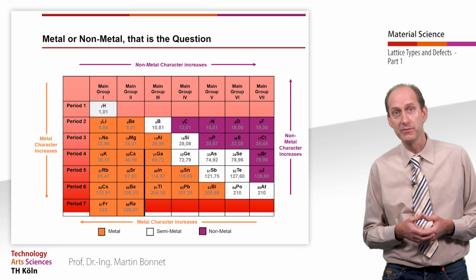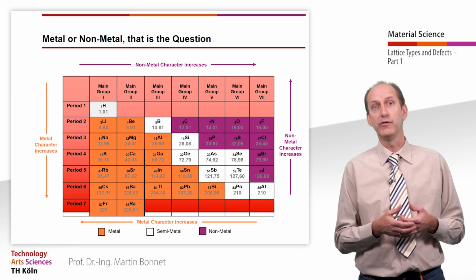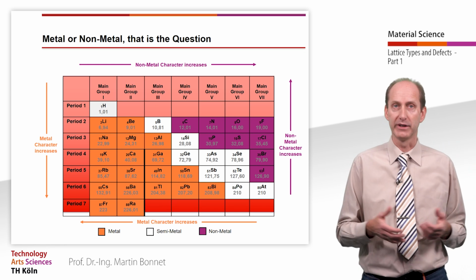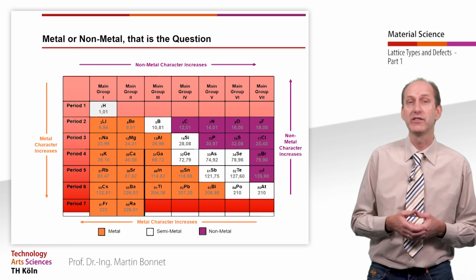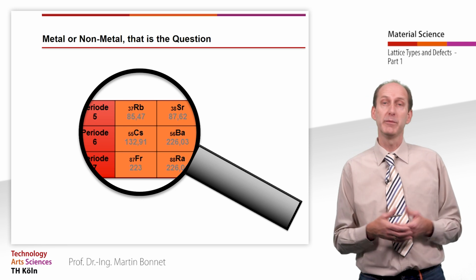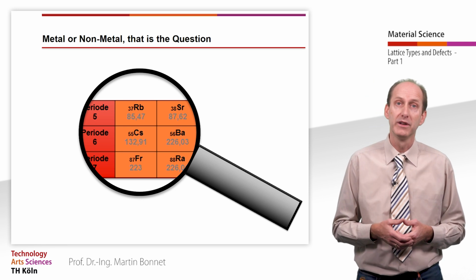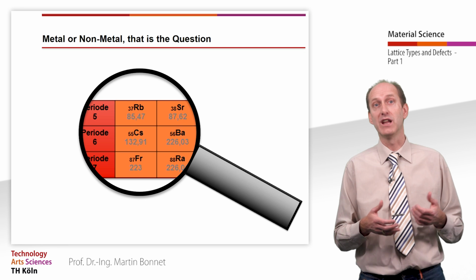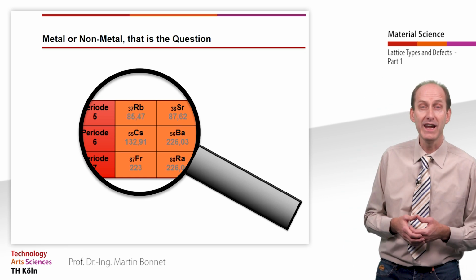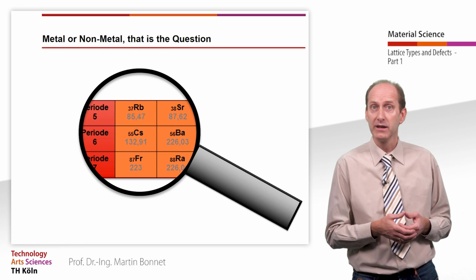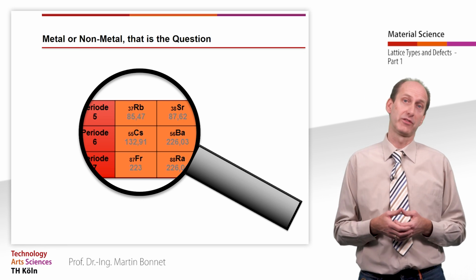Due to their charge, these ions exert a force effect on their surroundings. As an example, let's have a look at cesium. Cesium is a chemical element with the symbol Cs and atomic number 55. In the periodic table, it is located in the main group 1 and the period 6.